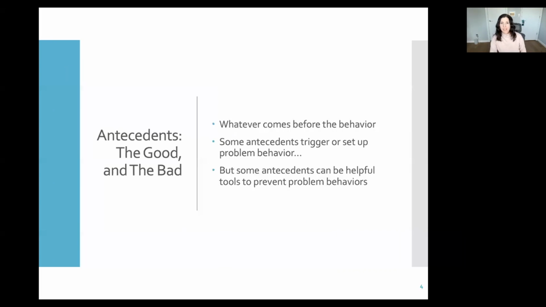So antecedents, the good and the bad, it's whatever comes before behavior. And some antecedents can trigger or set up problem behavior. But in awareness of antecedents, we can actually use them as tools to help prevent problem behaviors. So let's talk more about that.